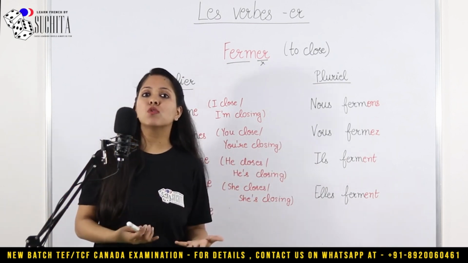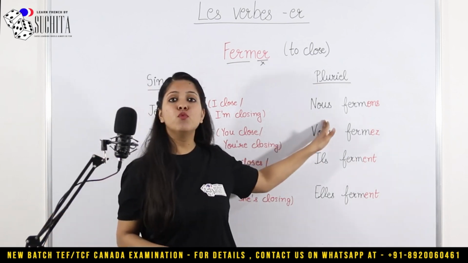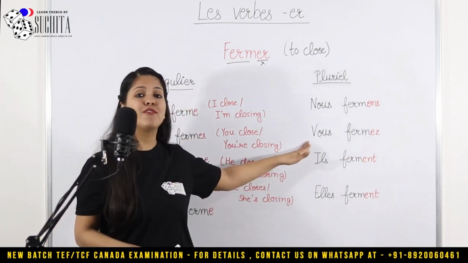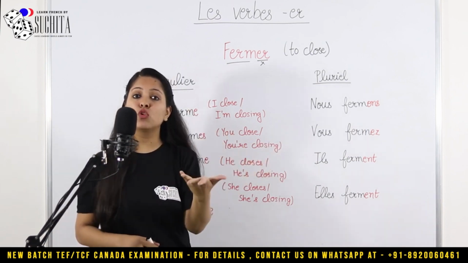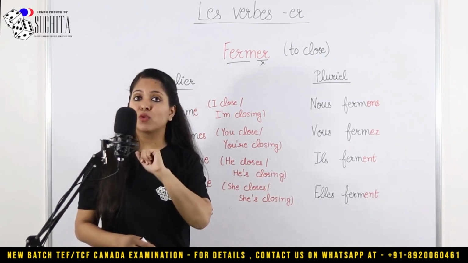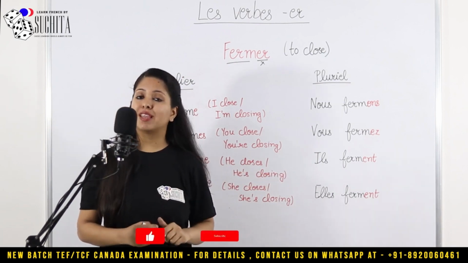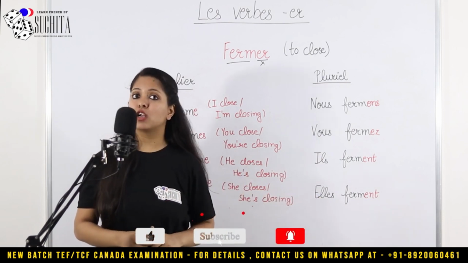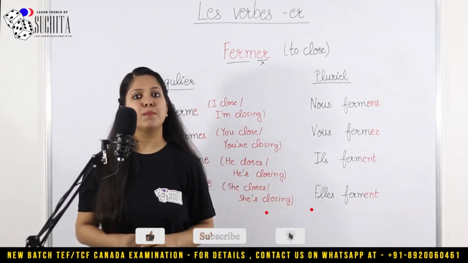Or you can have we close or we are closing. Nous fermons, that's we close or we are closing. Then you have vous fermez, that's you close or you are closing. Il ferme, masculin pluriel, they close or they are closing. Elle ferme, they close or they are closing. But this time it is féminin pluriel.